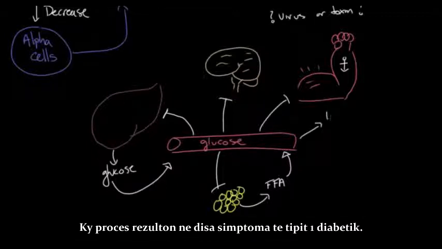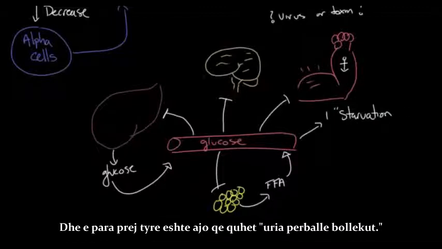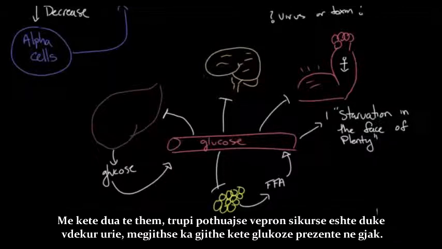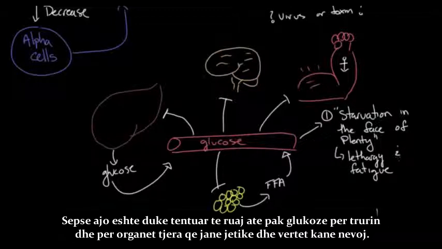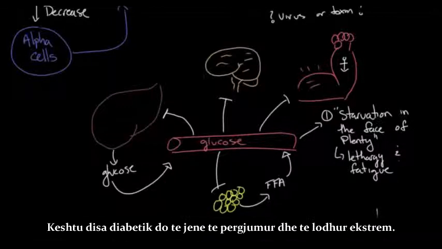And the first one is what I'll call starvation in the face of plenty. And by this I mean the body almost acts like it's starving, even though it has all of this glucose present in the blood. And this results in symptoms like lethargy and fatigue, because it's trying to maintain the little glucose it thinks it has for the brain and the other organs that are vital and really need it. So someone with diabetes will be lethargic and fatigued.